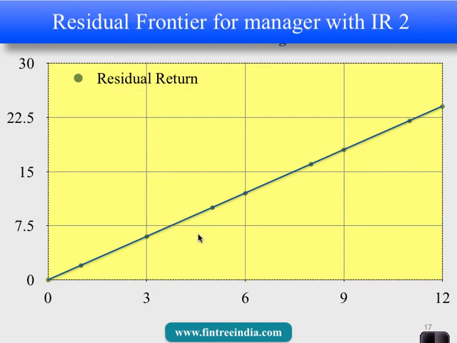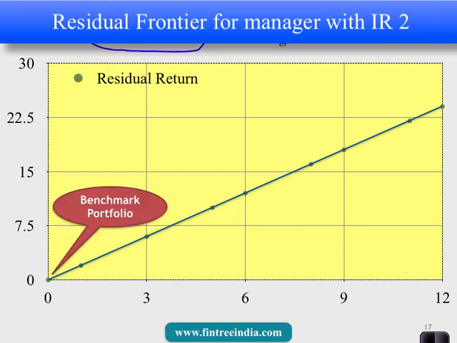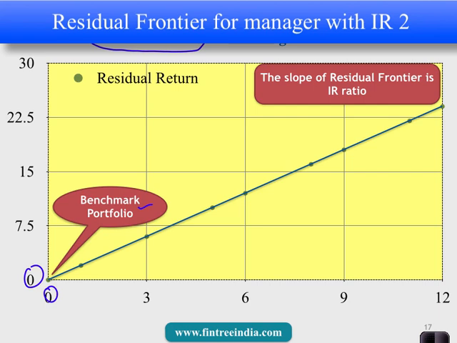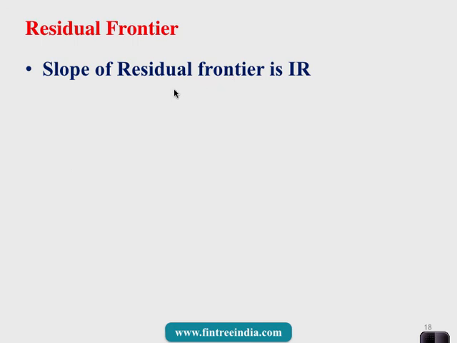When you plot this relationship onto a graph, the straight line that you get is called the residual frontier. This particular point on the residual frontier is nothing but the benchmark portfolio, because in this case we have residual risk of 0 and residual return of 0, and the slope of this line is called the information ratio. So the slope of the residual frontier is the information ratio.